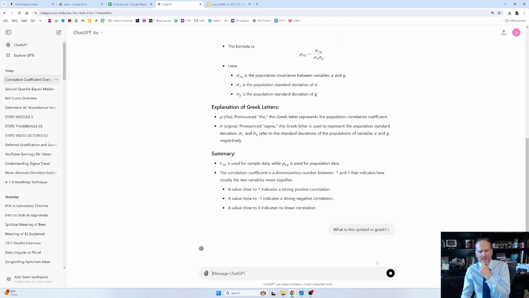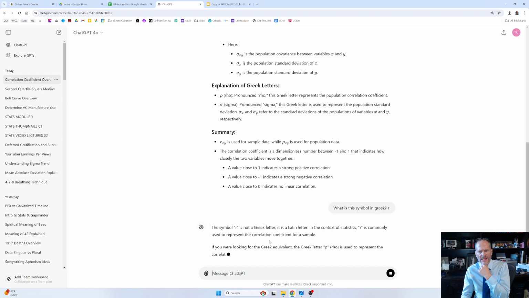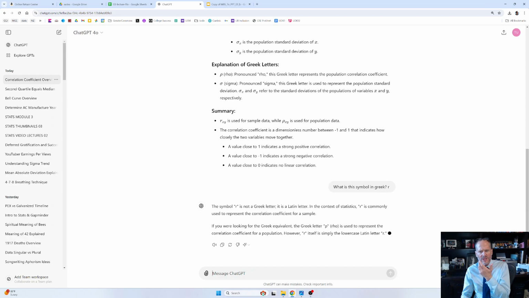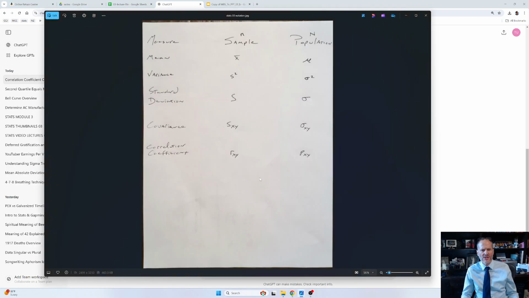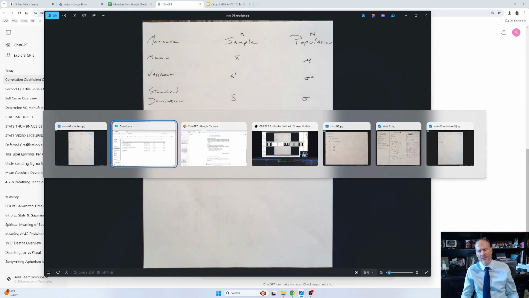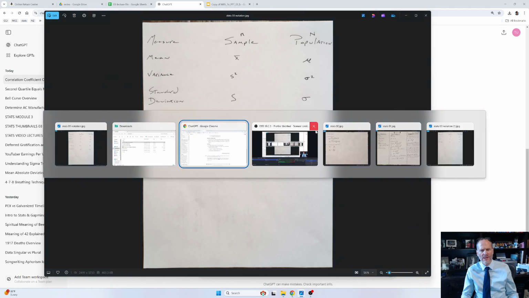And so now we'll ask it this. So we have rho, and R is not a Greek letter, it's a Latin letter. Okay, so it's just the letter R. So we have P is rho, and this is just R. Interesting. All right, so here we have that notation. We have R and we have rho for the correlation coefficient. And for covariance, we have SXY and sigma XY right there.